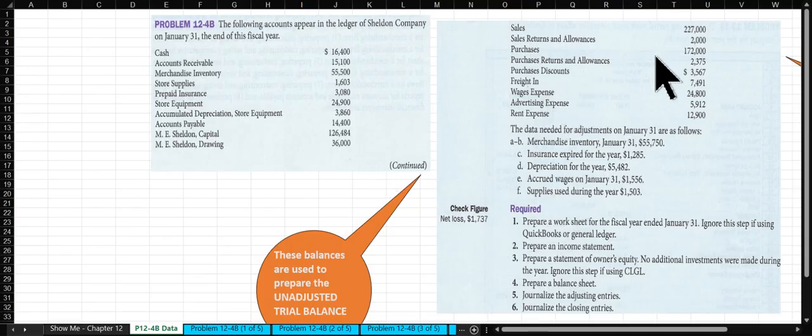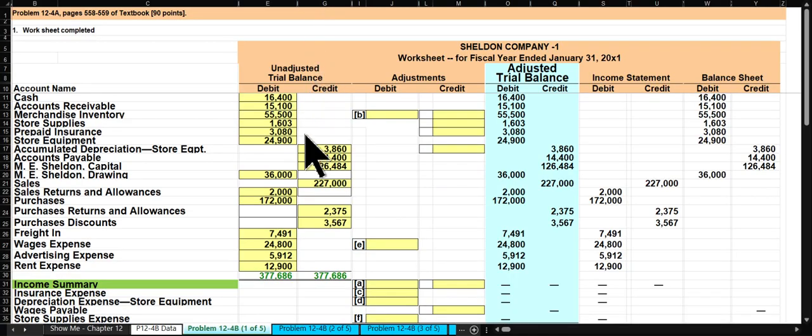Once we're finished with the unadjusted trial balance columns, we will then have to make our adjustments, and then we can prepare the actual financial statements. This is the 10 column worksheet, and here we have our unadjusted trial balance.